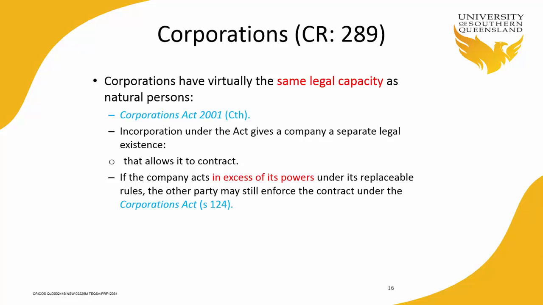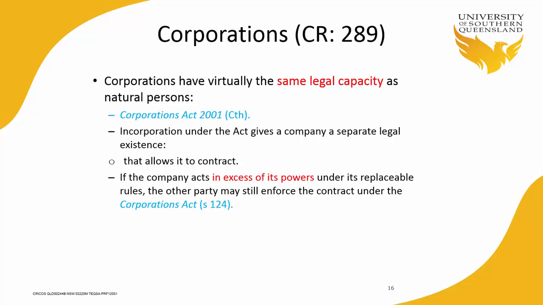And the key point is that the contractual capacity of corporations is limited only by natural impossibility when it comes to entering into personal contracts, because it is an artificial creation. Then let's move on. As it says at the bottom of this slide again, if the company acts in excess of its powers under its replaceable rules or basic constitution, the other party may still enforce the contract under the Corporations Act, which is of course under section 124.